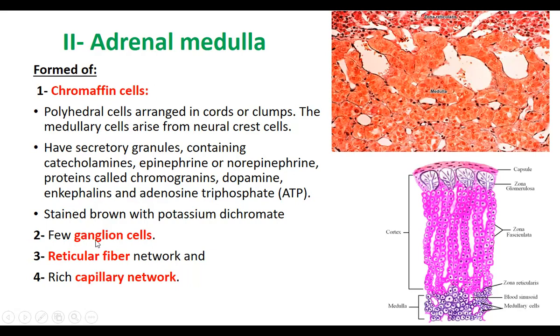Along with that, you can also see some ganglion cells, because I said they develop from the nervous system, so they will also have ganglion cells. Then there is also a reticular fiber network, as well as a capillary network, because this is the endocrine part and it will be secreting very important hormones. So it will be filled with capillaries. Wherever you study any endocrine gland, they are highly vascular, so that they can drain their hormones or secretions.